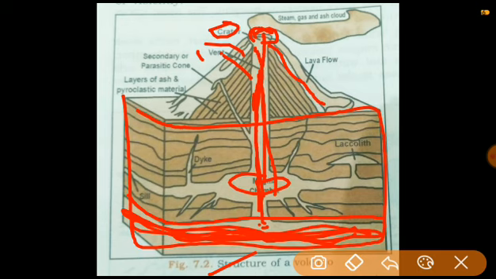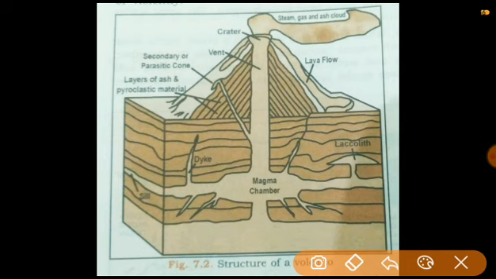You can see that when this lava comes out, it generally forms a dome-like, mountainous structure, and this structure is called the volcano. This structure is also formed due to the flow of lava. Then you can see there are gas, steam and ash clouds, which are also ejected from this volcano. And here there is a layer of ash and pyroclastic material, and a secondary or parasitic cone.